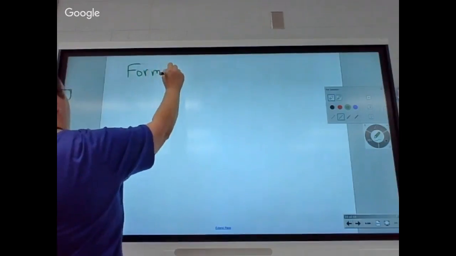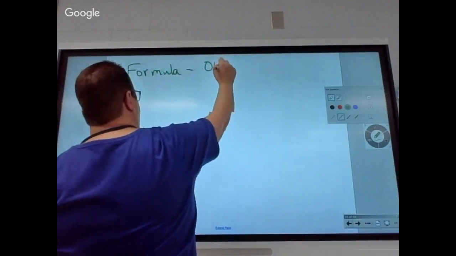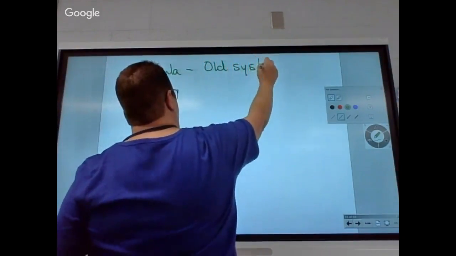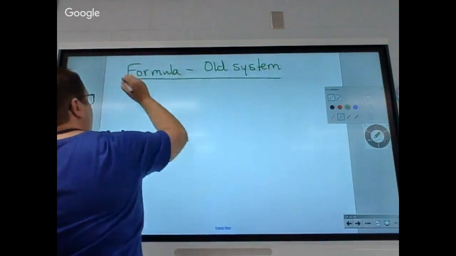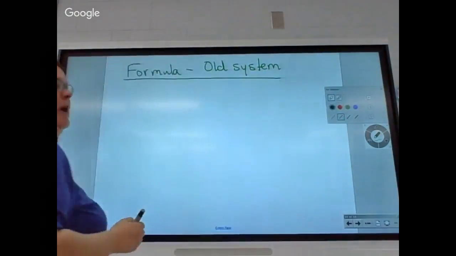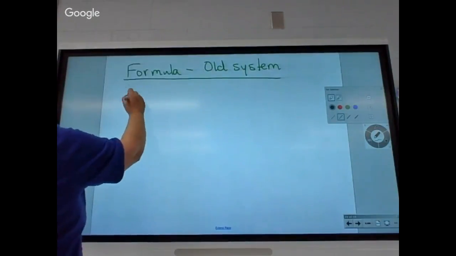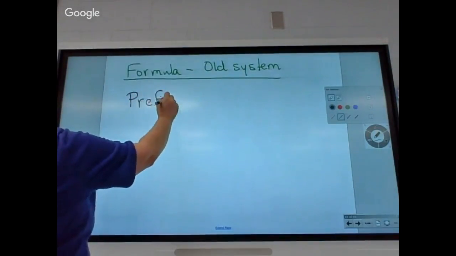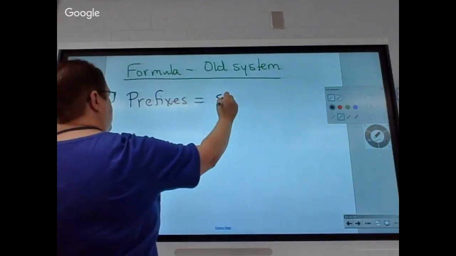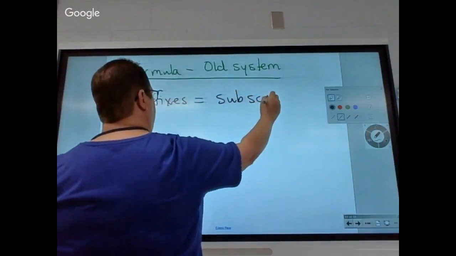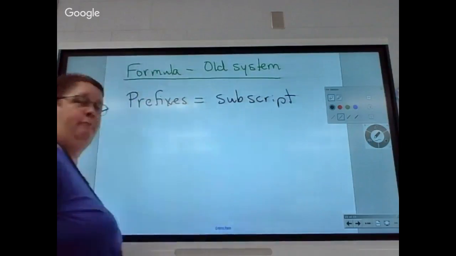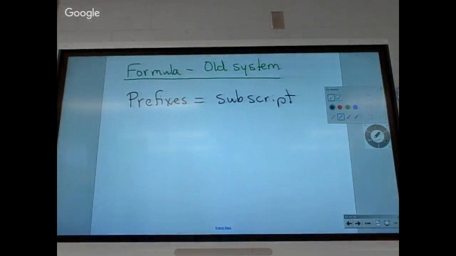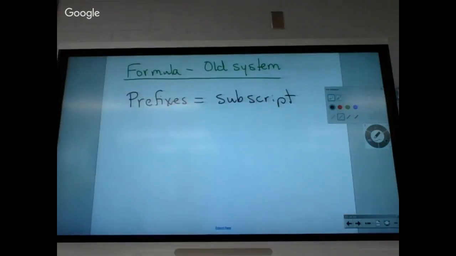Now, we did not do this with old systems, so let me hit the highlights of that. Here's the only rule you got to remember. Prefixes equal the subscript. That's it. Prefixes are the subscript. Okay? There's no crisscrossing. There's no oxidation numbers. Remember when I said that?